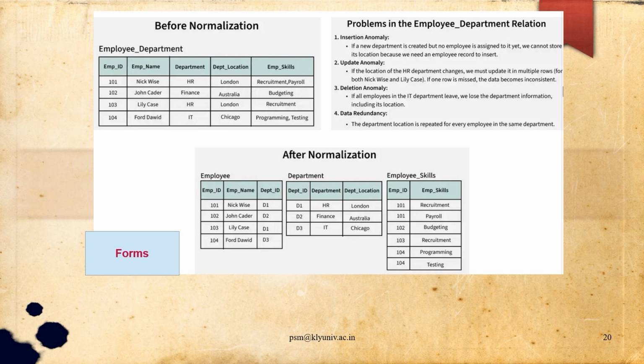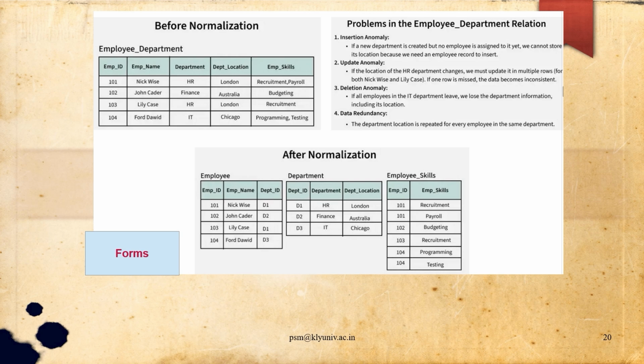Suppose there is a single employee in the IT department. The moment he or she left, the entire row is lost because we have selected that employee as our primary key, employee ID and employee name, on which department is a transitive dependency. So the moment I delete this employee as they left this department, the entire row is missing.